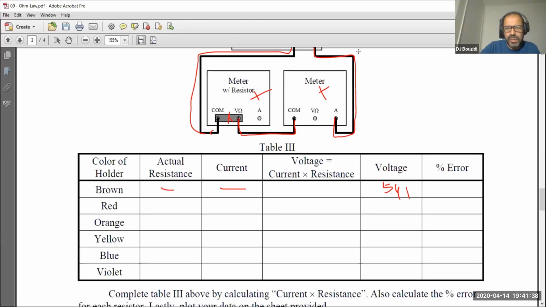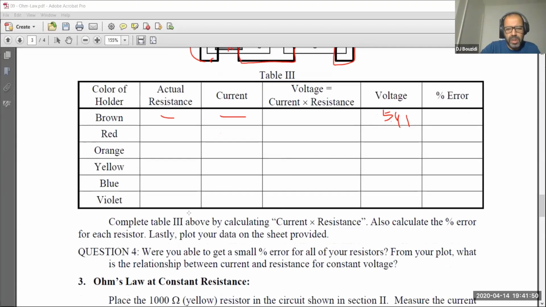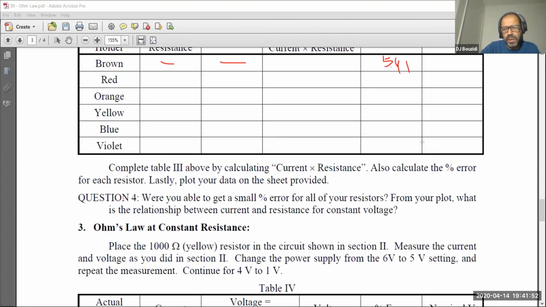Let me stop sharing this screen and go back into the, oh, I'm sorry, we still need this screen. So basically we did the first part, and here, were you able to get some more errors? If you did not, basically blame it on the simulator. Okay, complete lab 3, calculate resistance also times and calculate the percentage. Were you able to get small errors from your plot?